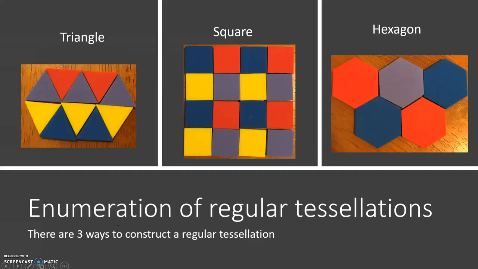Right here, I did these enumerations by hand and took the pictures of them. I used the foam pieces. I have provided a PDF for you to print off, and you can do these as well, so you can see what we're talking about. All right, but this is the same 3 regular tessellations that we talked about earlier, the triangle, the square, and the hexagon.